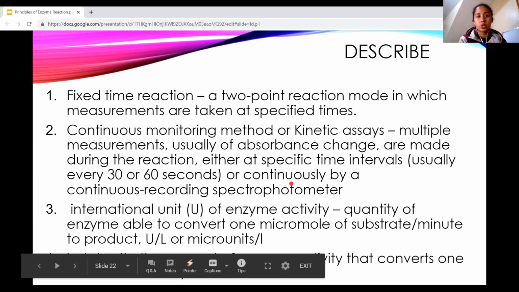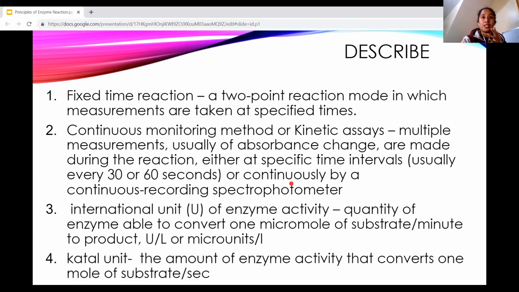Baka mas maganda pa yung definition nyo. And I read your module, maganda rin yung definition niya. So, we have examples yung mga define nyo. Fixed time reaction: a two-point reaction mode in which measurements are taken at specified times. If you remember, class, when we tested your glucose in your clinical chemistry 1, fixed time reaction yon. Endpoint: after 10 minutes, we will read, one reading lang. Next, class, we have continuous monitoring method or kinetic assays.